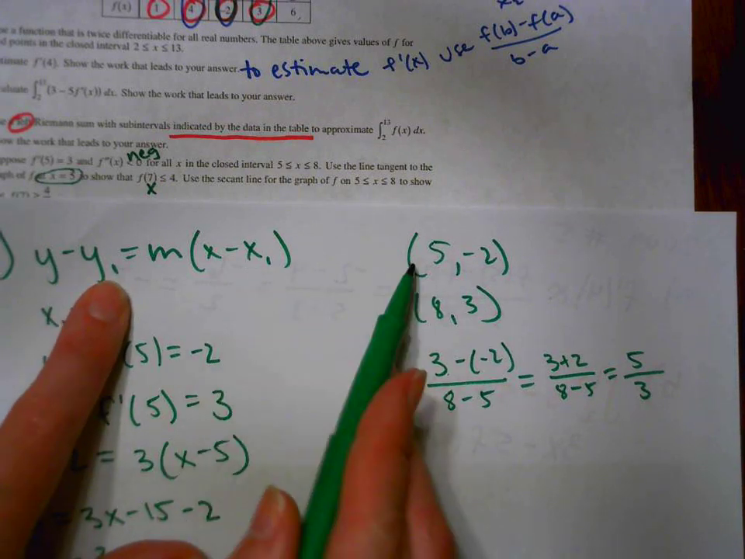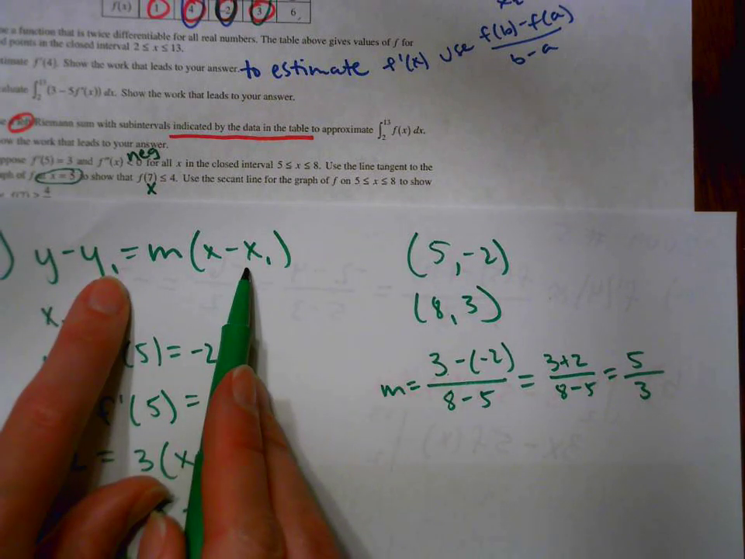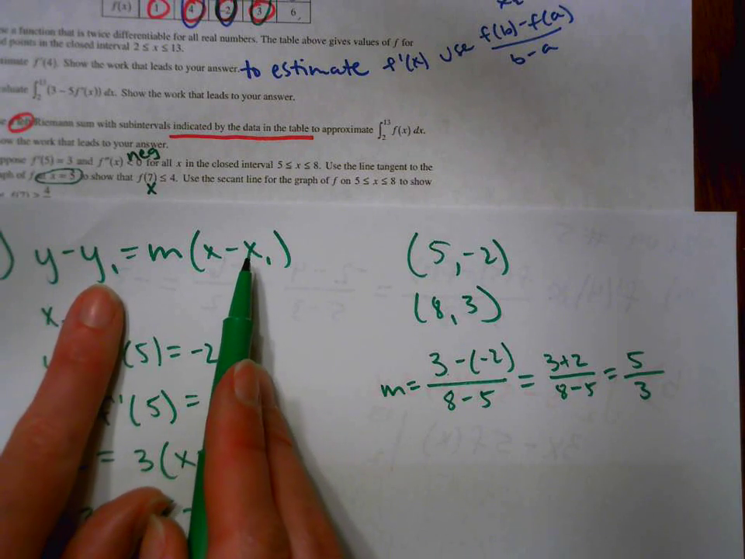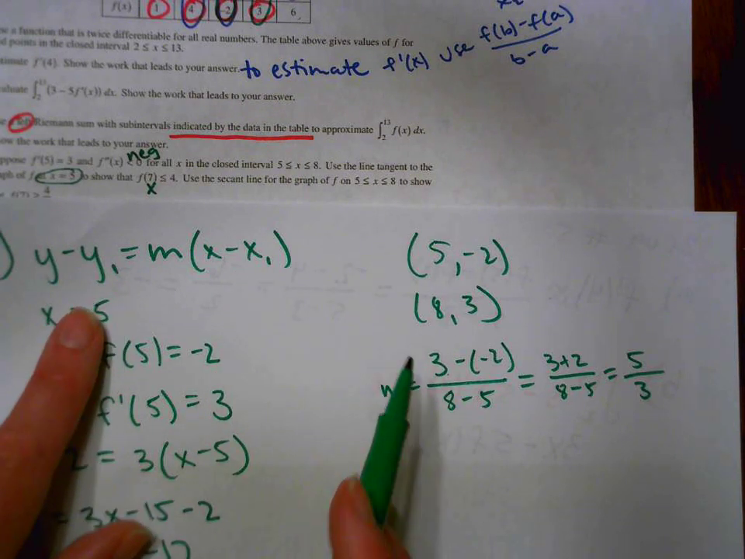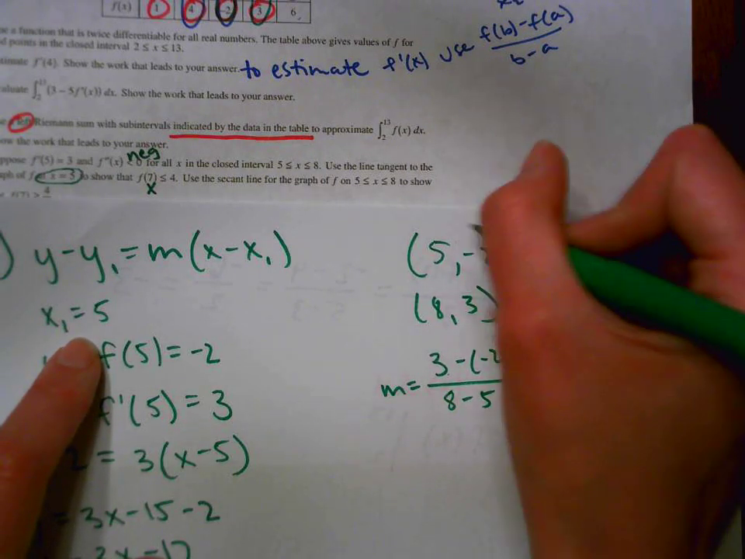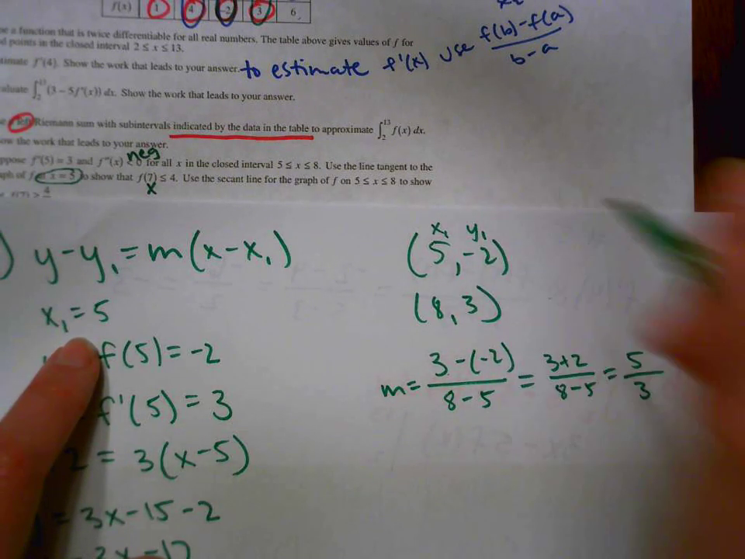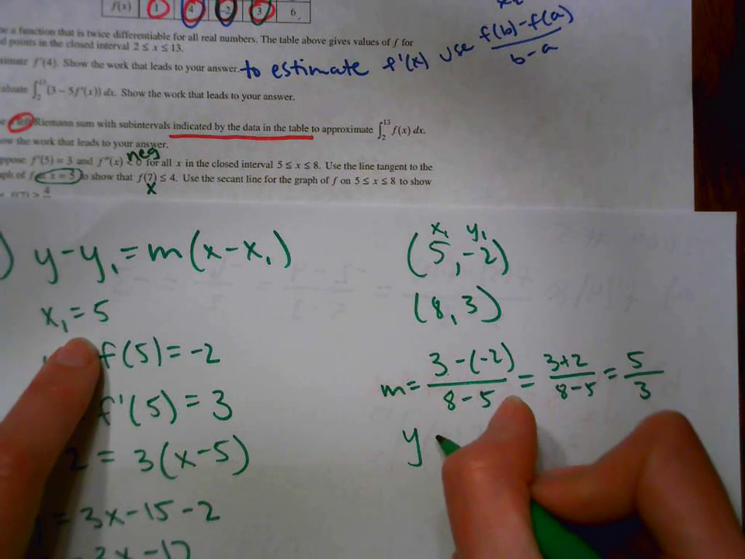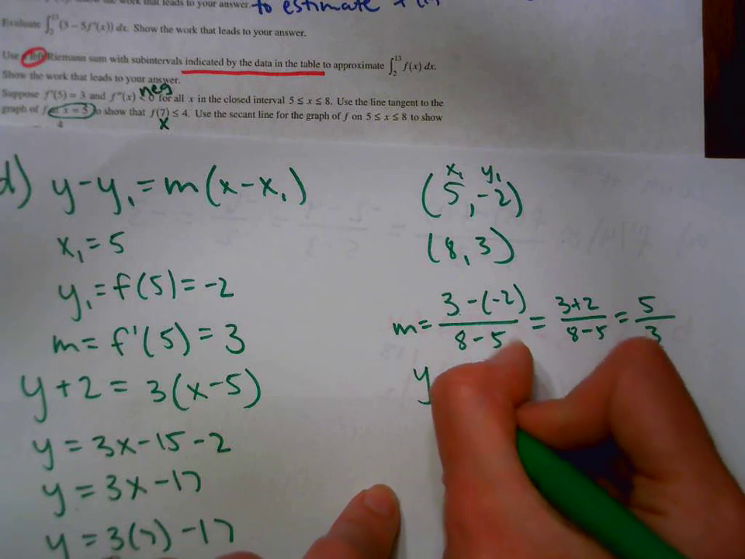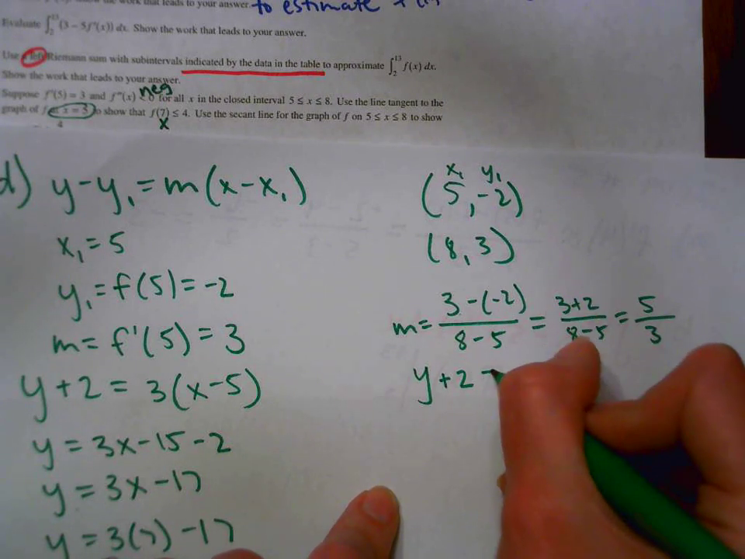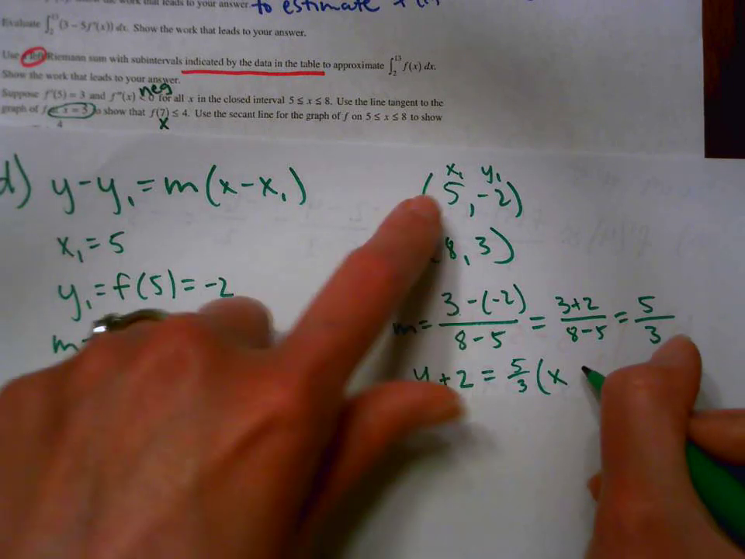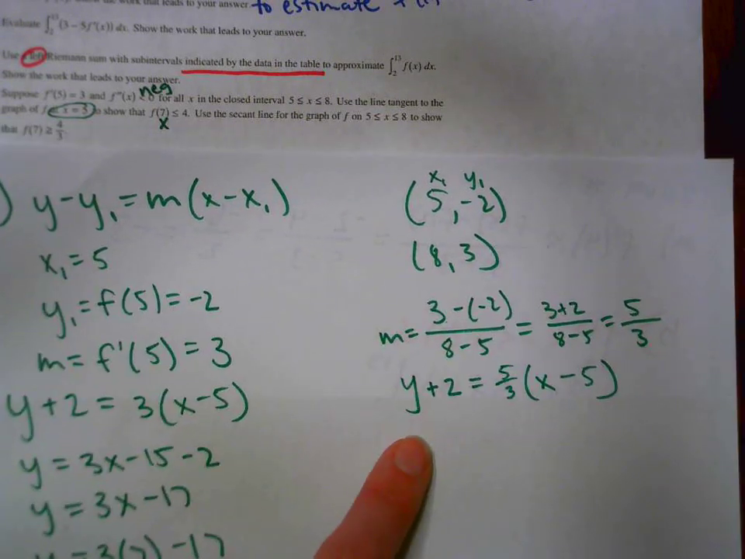And then you can use either point, right? Because for point slope form, this x1, y1 is just any point that the line goes through. So you can pick either of those points. I'll go ahead and just do this first one, make this x1 and y1, and write my equation. So again, it's minus y1, so since my y1 is negative, I'm going to make it plus 2. My slope is 5/3, x minus 5. That would be a secant line.